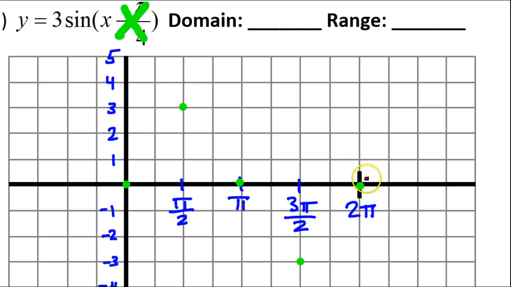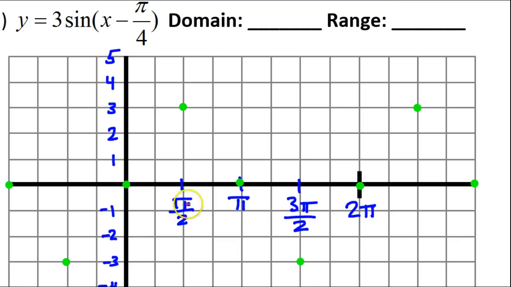I could continue this pattern of my skeleton by going up 3 and back to the midline again, and on the left I would go down 3 and back to the midline. So this is my skeleton. Now for the real graph, however, I have to use the phase shift, which is to the right by pi over 4.